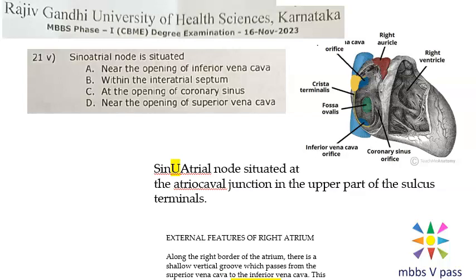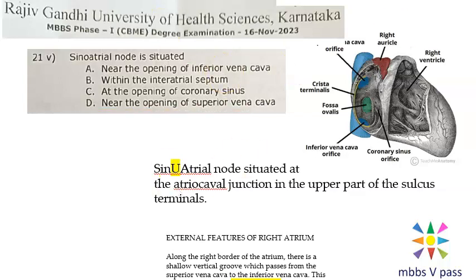Is it near the inferior vena cava opening? Interatrial septum? No. Is it near the opening of the coronary sinus? No. I think the coronary sinus opening is somewhere here, so not there. Then is it near the opening of the superior vena cava? So what do you think it is? Yes, it is near the opening of the superior vena cava.